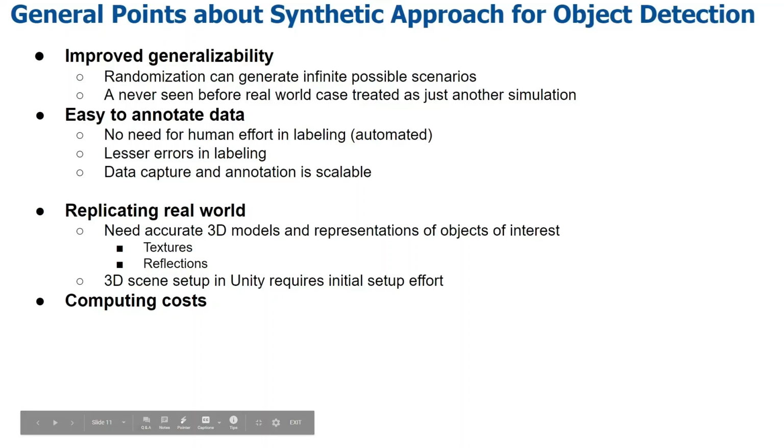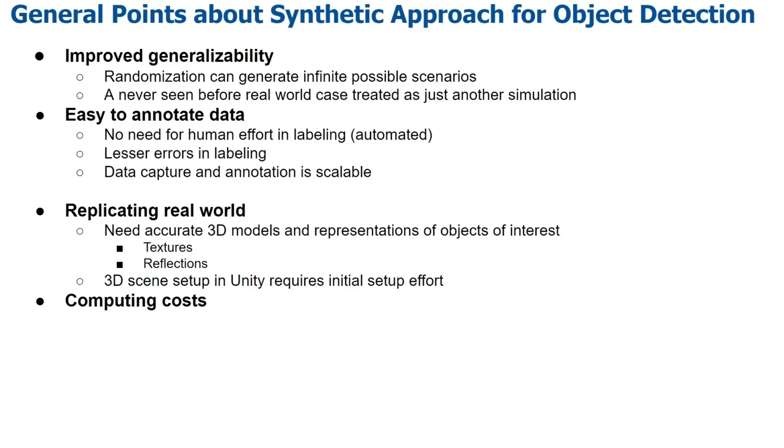Synthetic data has some general advantages over real-world data. Synthetic data capture is more generalizable. Simulation gives us full control of the scene, and thus we can use randomization techniques to quickly generate an infinite number of scenarios. A new scenario, such as the previously mentioned new product to be built, can be treated as just another simulation. The annotation effort, compared to real-world data, is also further reduced. There is no need for human participation since the annotation and labeling is performed automatically. Labeling error is reduced and can be scaled as needed.